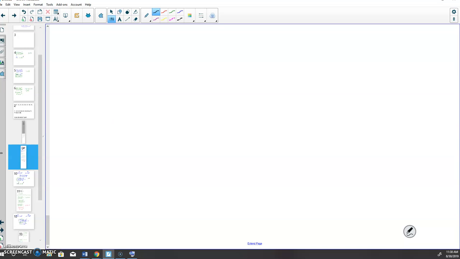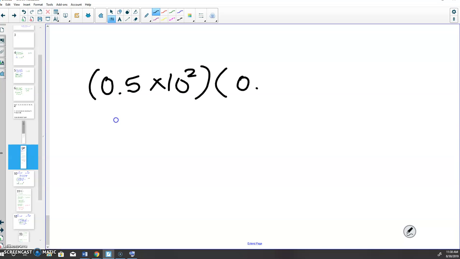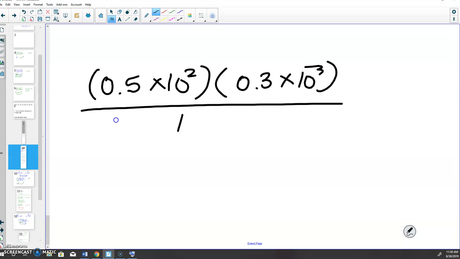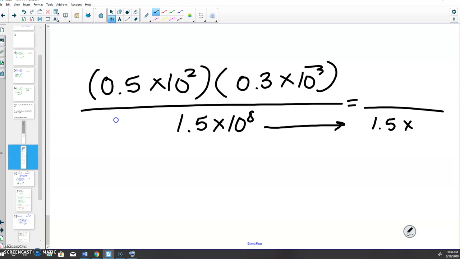Okay, here's another one to try. This one's a little bit easier. You have 0.5 times 10 to the second times 0.3 times 10 to the third. Oh, my smart board's messed up. Divided by, and it's only one of them at the bottom, so you don't have to do anything to the bottom. 1.5 times 10 to the 8. So you can just go ahead and write it, because that's the bottom of the answer. So solve the top, and then you have a division problem.